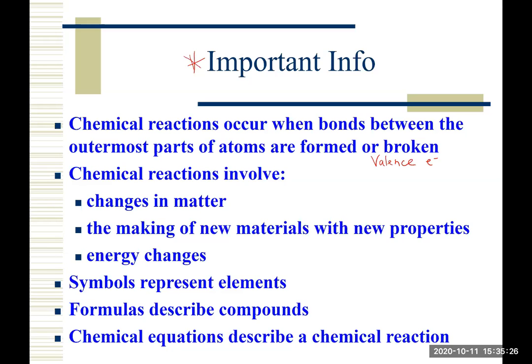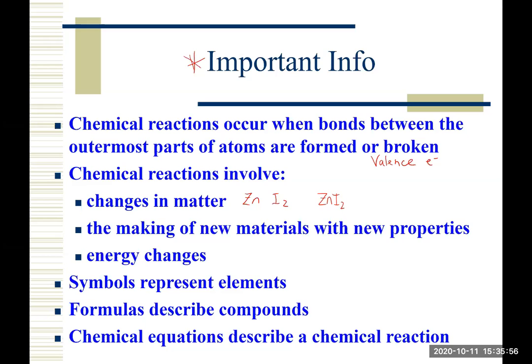electrons. Chemical reactions involve changes in matter. And so if you think about the first reaction that we looked at, zinc and iodine were both solids, and the products evolved gas. So when we formed the zinc iodide, we evolved some gas. That was a change in the state of matter.